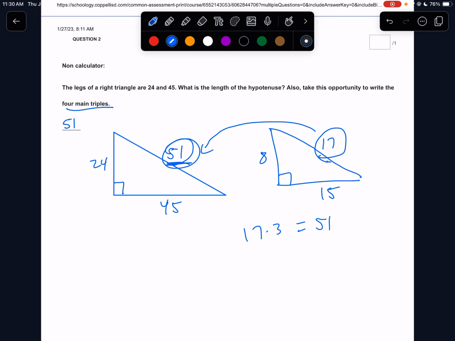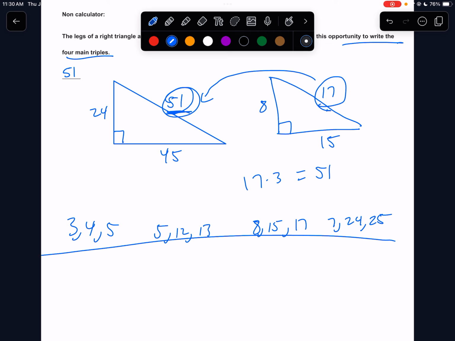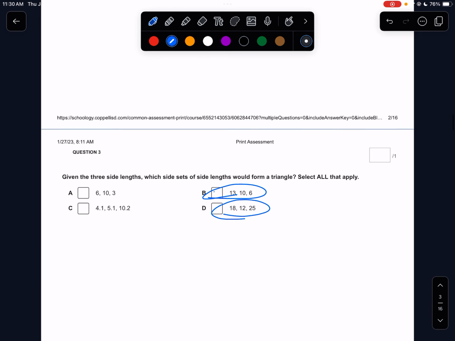Write your 4 main triples. Do you remember what they are? They are 3, 4, 5; 5, 12, 13; 8, 15, 17, the one we just used; and 7, 24, 25. Make sure you know all 4. You need to be ready to use any of the 4.